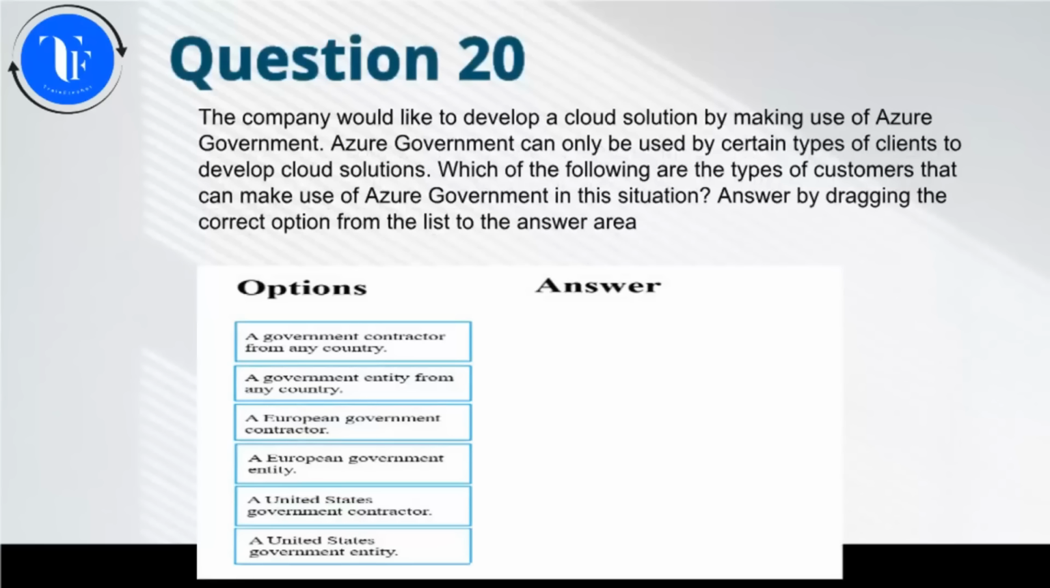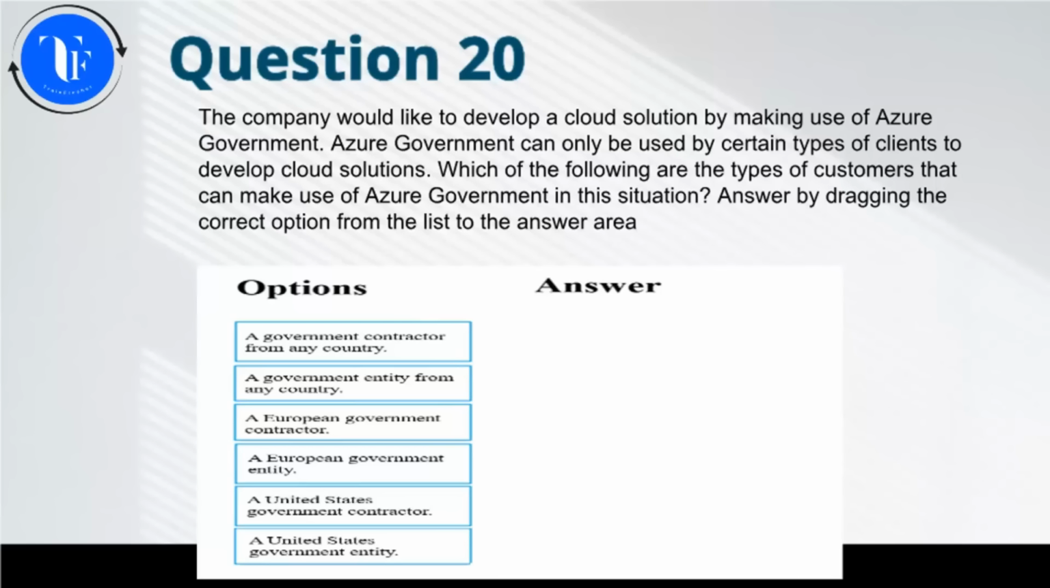Question 20. The company would like to develop a cloud solution by making use of Azure Government. Azure Government can only be used by certain types of clients to develop cloud solutions. Which of the following are the types of customers that can make use of Azure Government in this situation? Answer by dragging the correct option from the list to the answer area.